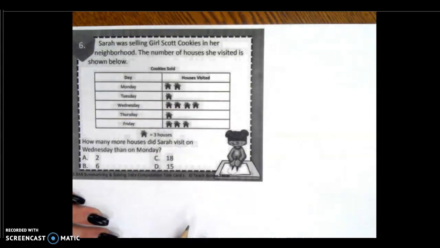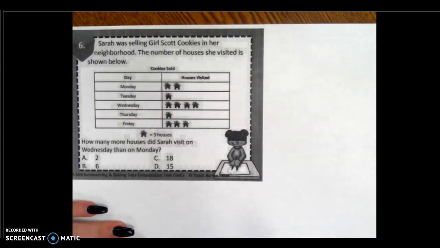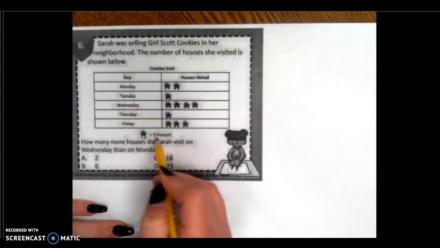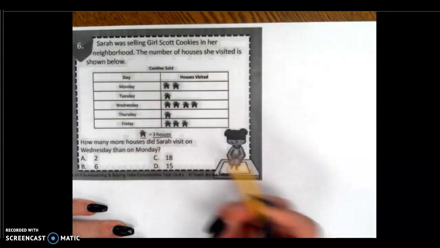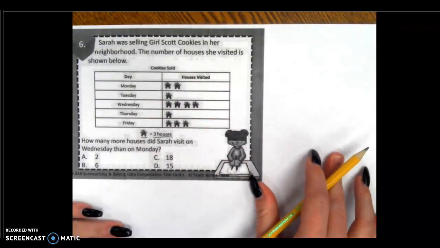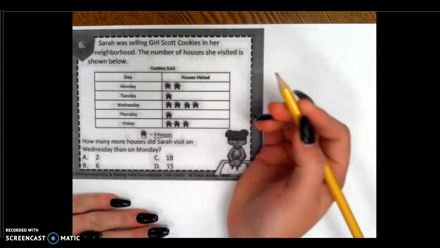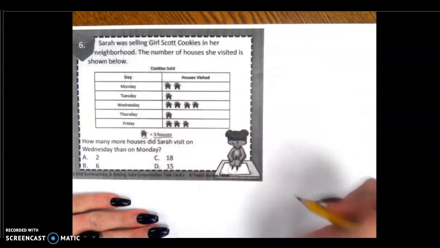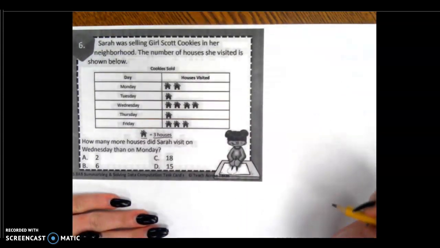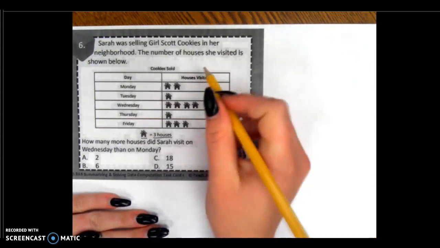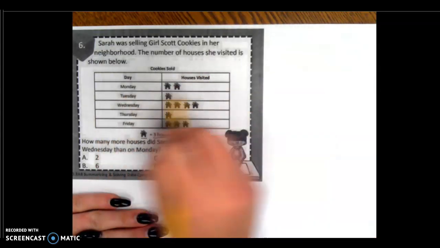Okay, well, the first thing we need to do is look at our chart. Well, we have a key down here that says a house equals 3 houses. So what does that mean? It means each house that you see equals 3. So the first thing that we need to do to figure out this problem is to figure out how many houses she visited each day.